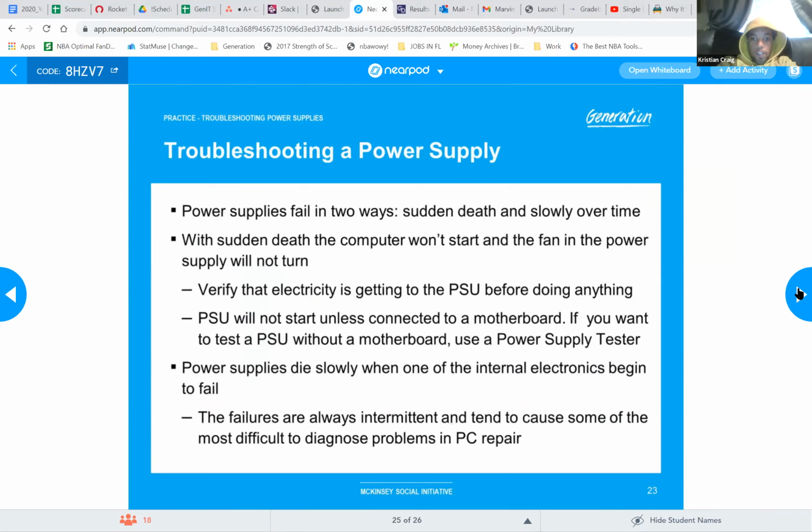Power supplies fail in two ways: sudden death and slowly over time. With sudden death, the computer won't start and the fan in the power supply will not turn. Verify that electricity is getting to the PSU before doing anything. The PSU will not start unless connected to a motherboard. If you want to test the PSU without a motherboard, use a power supply tester. Power supplies die slowly when one of the internal electronics begins to fail. The failures are always intermittent and tend to cause some of the most difficult to diagnose problems in PC repair.